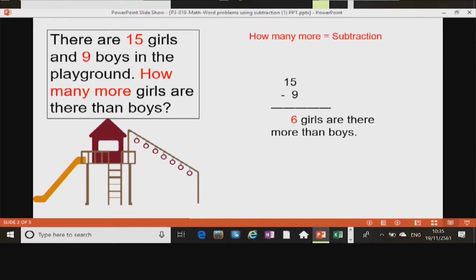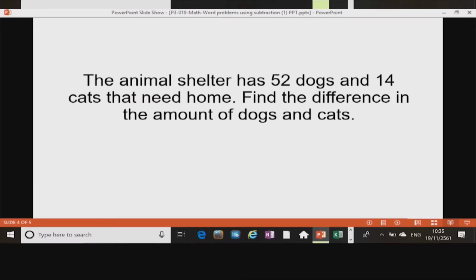So let's have a look at one more. Ready? The animal shelter has 52 dogs and 14 cats that need homes. Find the difference in the amount of dogs and cats.